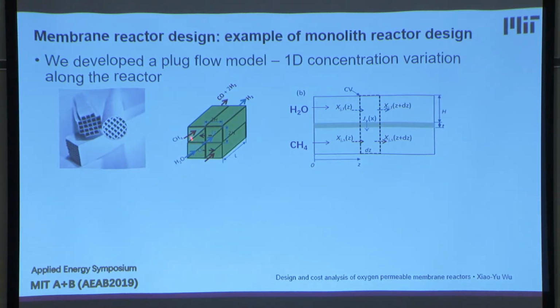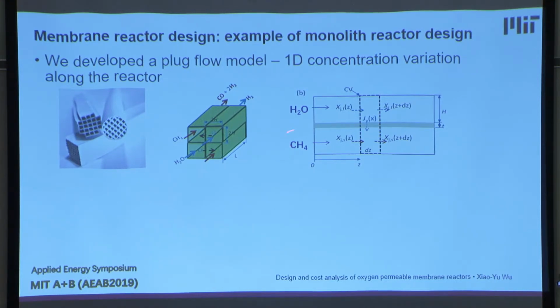The feed sides, the water side and the methane side, are alternating. So we have one channel of methane and the next channel is water, so that the oxygen can permeate through this membrane and make use of all the surface area of this membrane. And if you look at a 2D schematic, you can see that on one side we have water and oxygen diffusing, and on the other side we have methane.